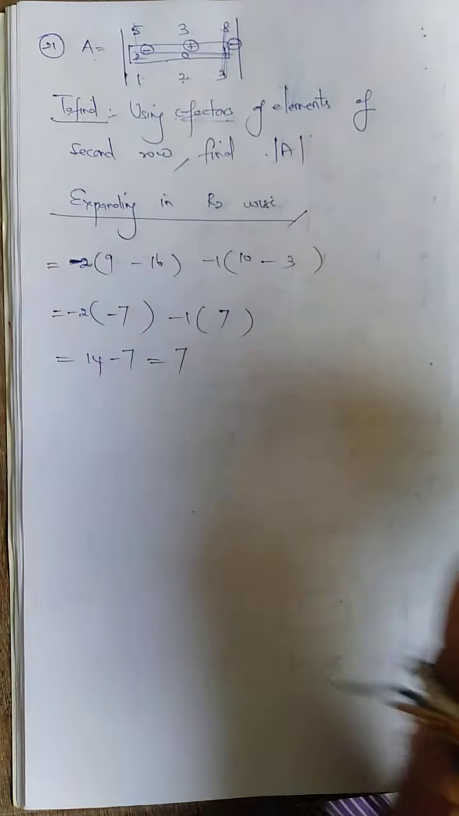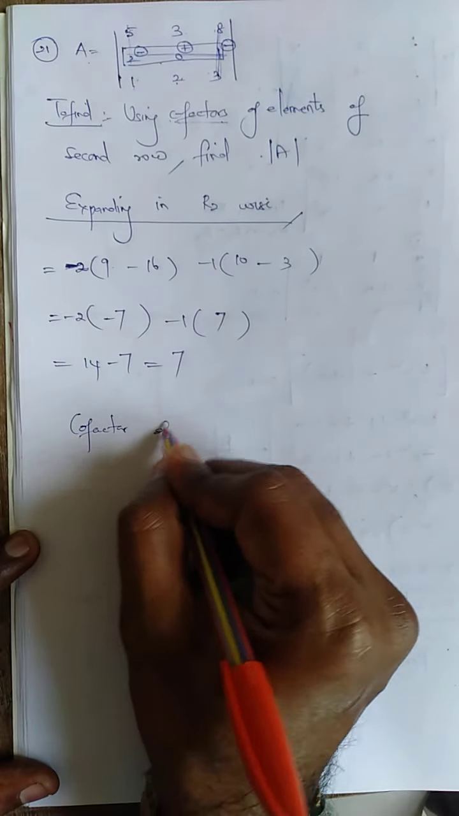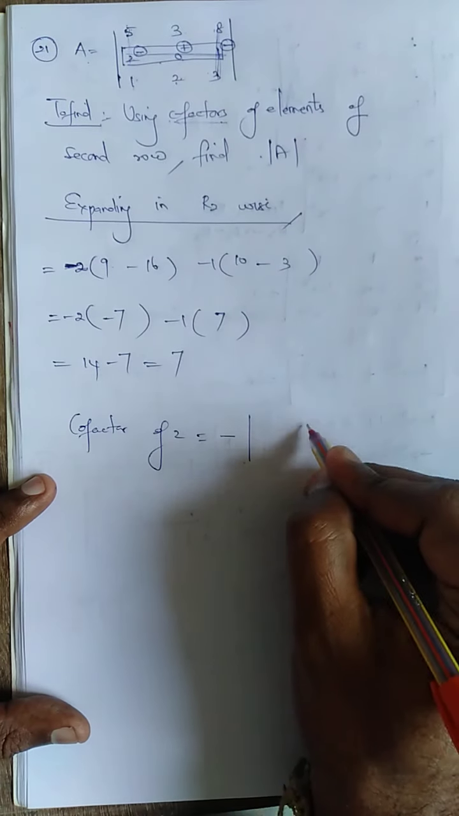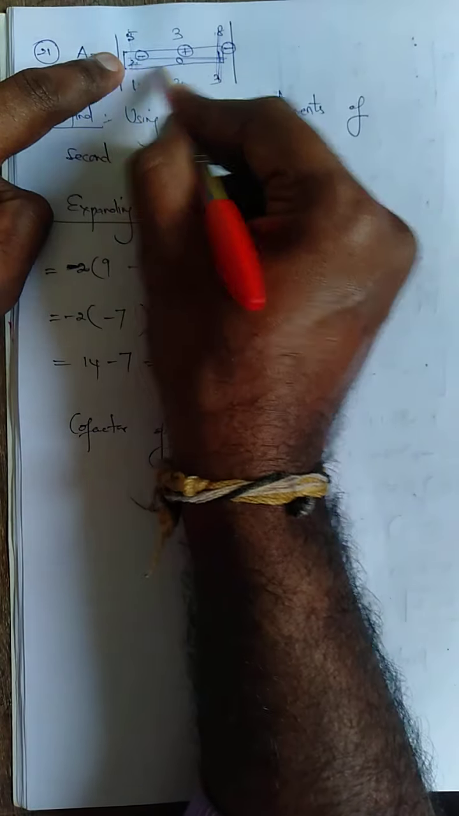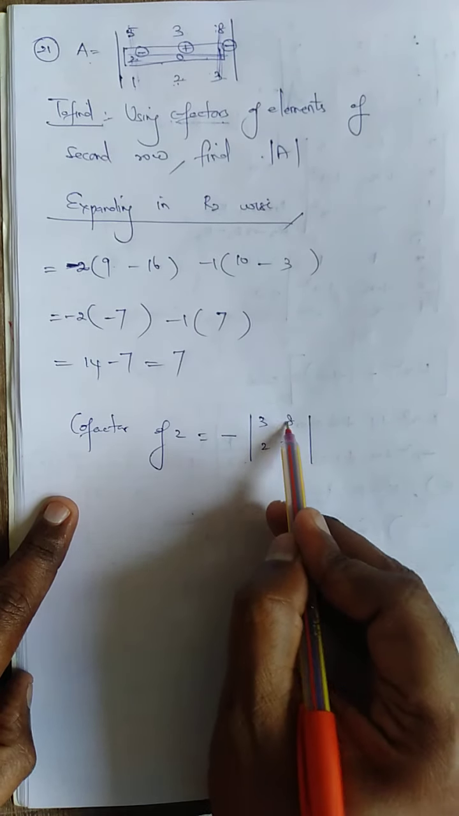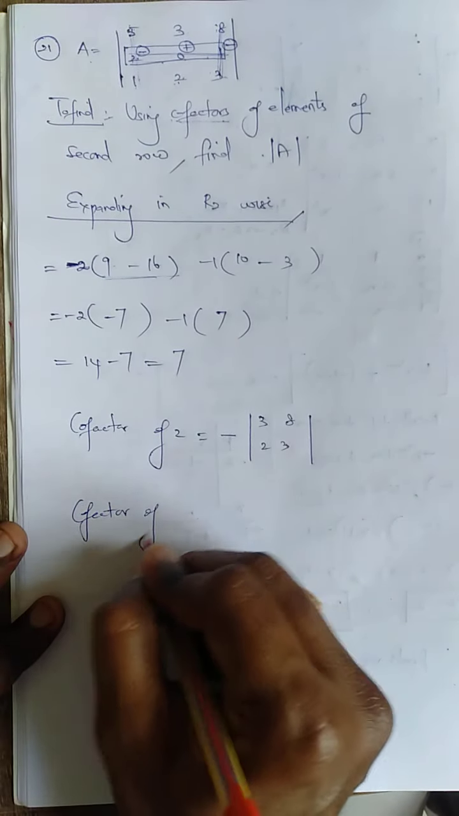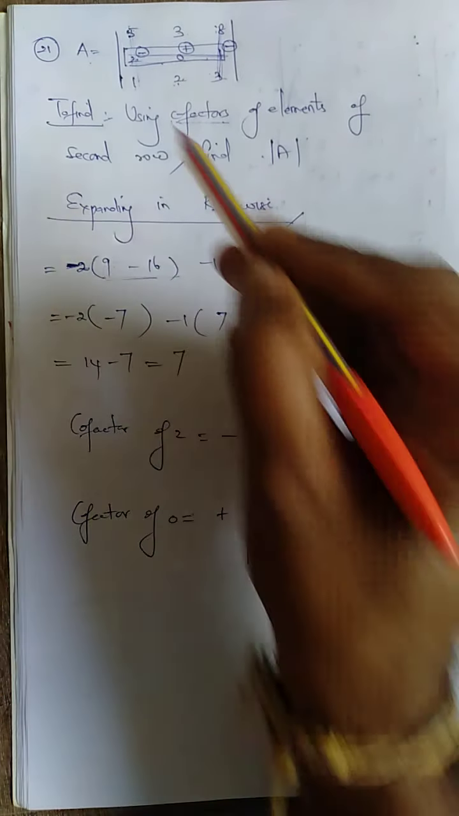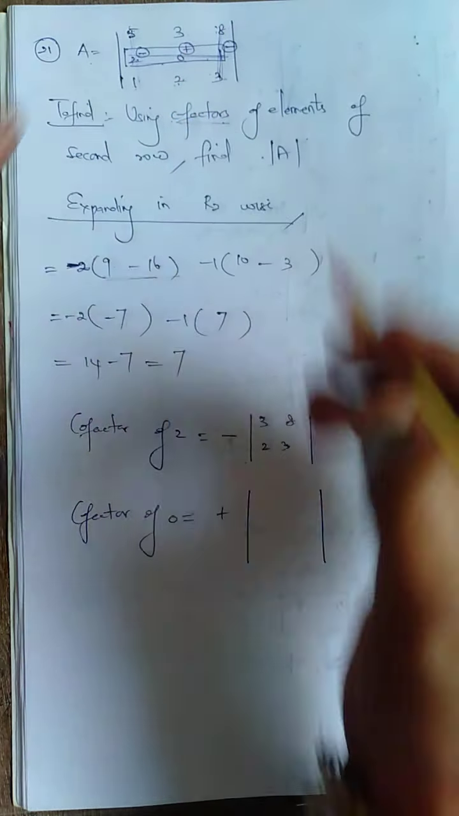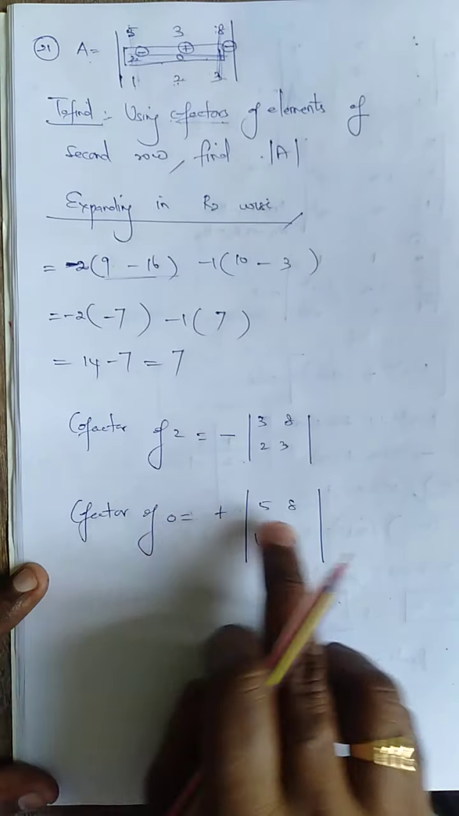Expanding using cofactors: if you want to know what my cofactor is, I will teach you. The cofactor of 2 is simple. What I have done here is, for the cofactor of 2, because of minus 1 I put minus, and I put the determinant. The cofactor of minus 2 is nothing but this one, 3 8 2 3. 3 3s are 9, 8 2s are 16. That one I used here. If you want to find the cofactor of 0, plus, open the bracket, it is 5 8 1 3. Even though the 0 is present, 0 multiplied by anything is going to be 0.